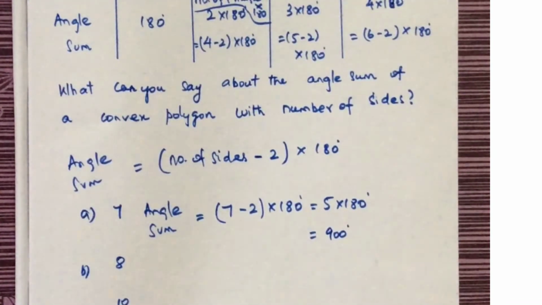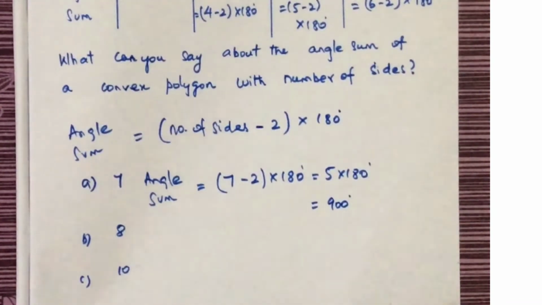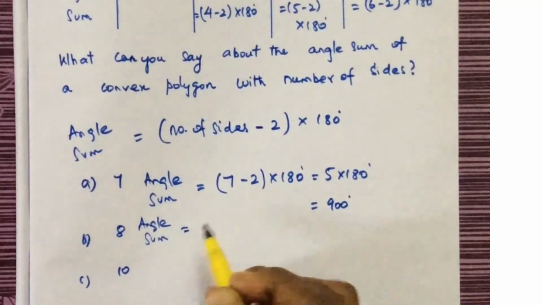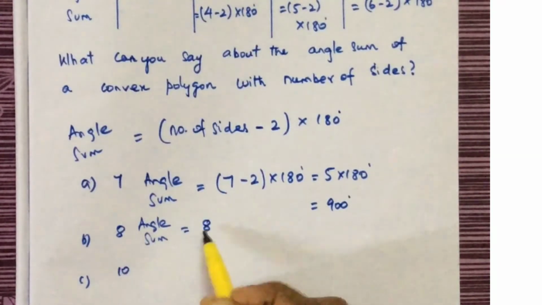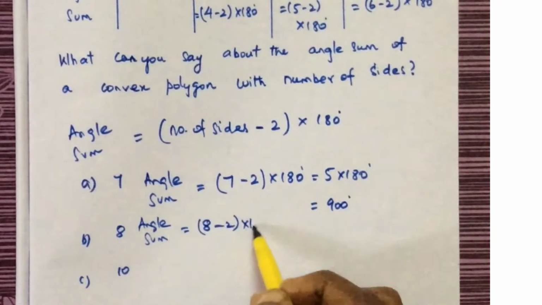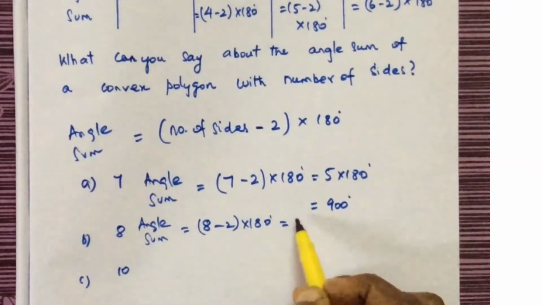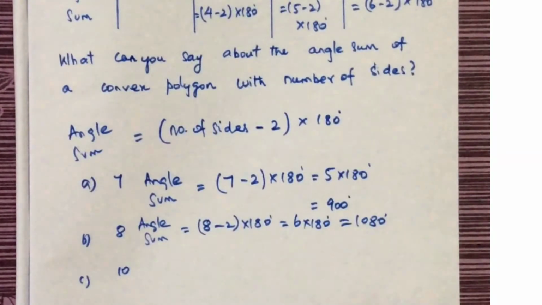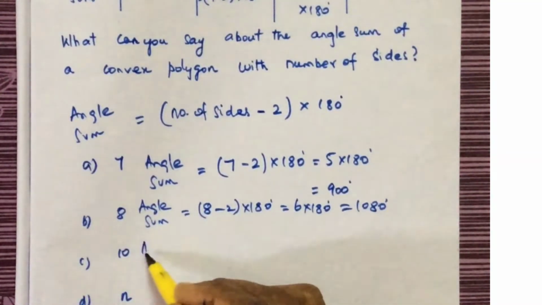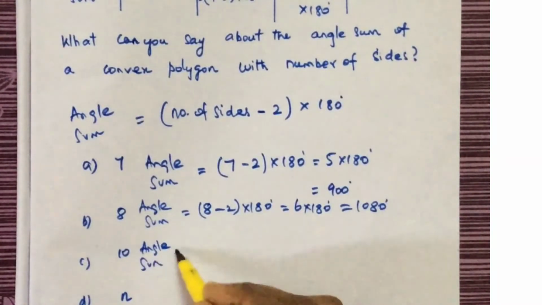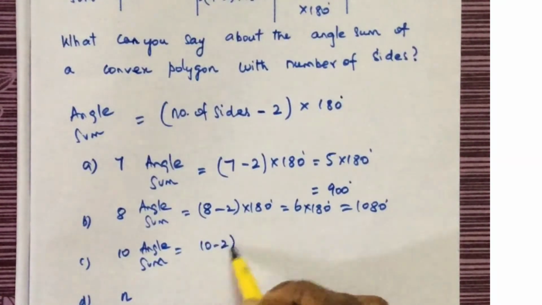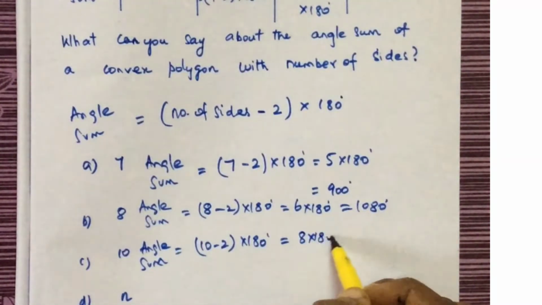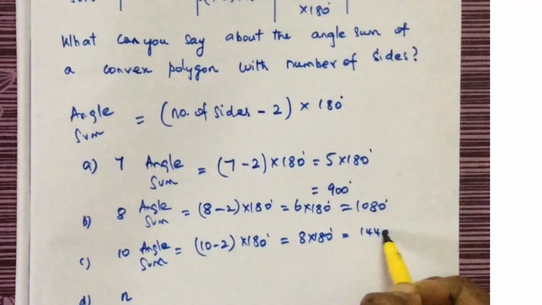The next is, if the number of sides is 8, what is the angle sum? You have to take 8, which is the number of sides, minus 2, multiplied by 180. So 8 minus 2 is 6, multiplied by 180, that is equal to 1080. The next is the number of sides is 10. So 10 minus 2 multiplied by 180, that is 8 multiplied by 180, that is equal to 1440.